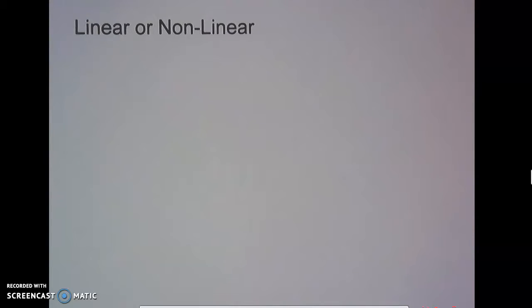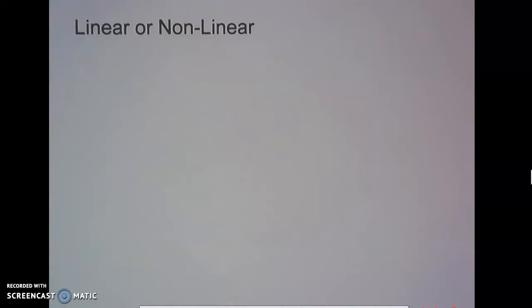Today we're going to talk about linear or nonlinear functions. We're going to be looking at this mostly from a table, but you are more than welcome to graph these things to see what's happening with them, and then we're going to also build in some of our other vocabulary terms that we've seen in the past with this unit.